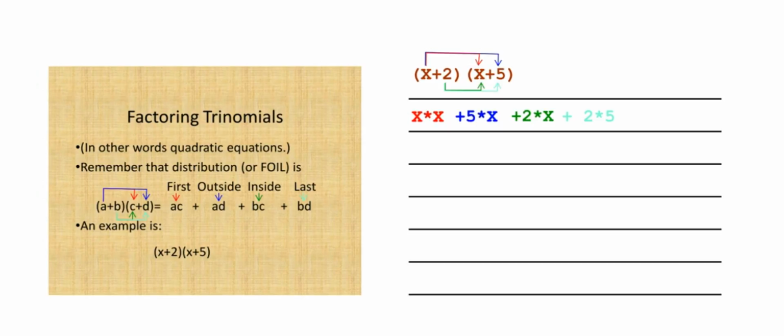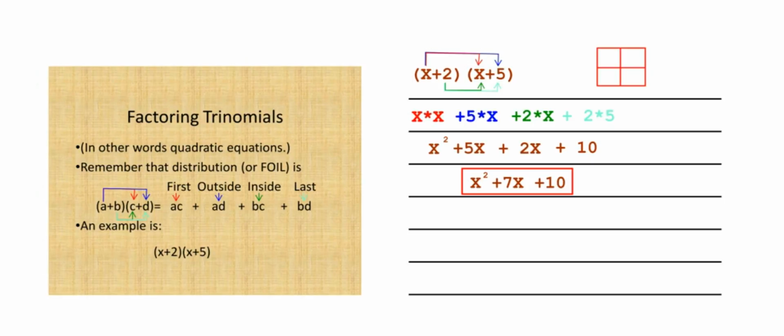And now let's simplify. x times x gives us x squared. 5 times x, well, that's just 5x. 2 times x, well, plus 2x. And 2 times 5 gives us 10. Do notice we can combine the two middle terms. x squared we cannot combine. So we have x squared plus 5 plus 2 gives us 7x, and then plus 10. And there's our final answer.